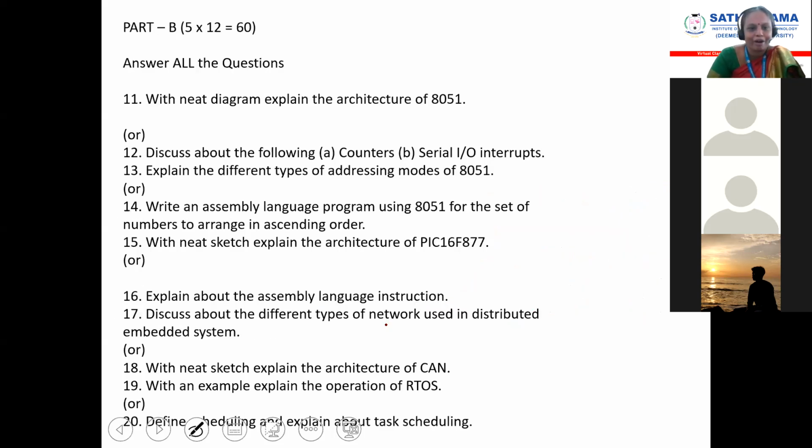Then next we will see part B questions. Explain the architecture of 8051. It's a very important question, ma'am. Then discuss the following: counters. Counters means counter or timer, both are the same answers only. Don't panic, counters and timers are the same question. You have to explain the 4 modes of operation of timers. Then serial input output and interrupts. You have to explain about the interrupts. I think for the first 2 units we can predict the questions. Only these questions they will ask.